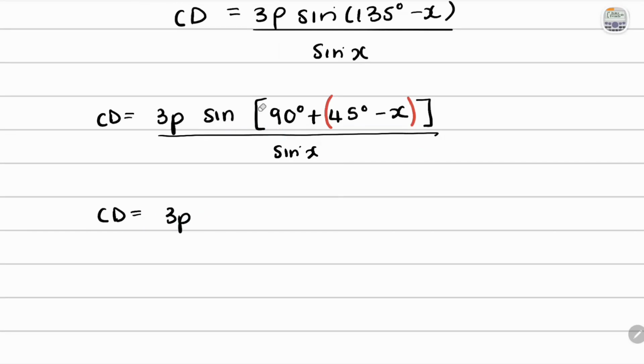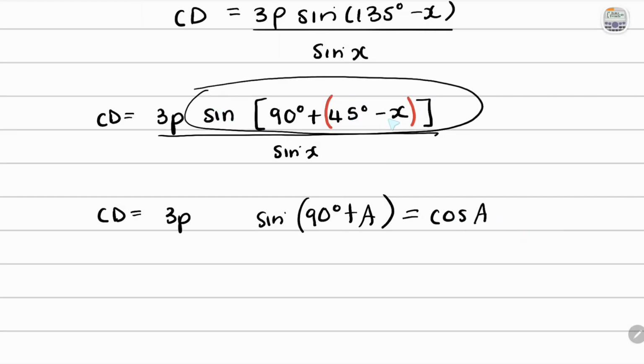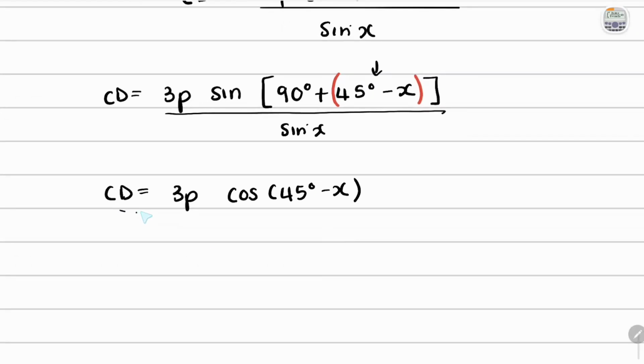And then with this, you see, this is sine 90 degrees plus an angle. So you see how this gives you cos A. In the same way, sine 90 degrees plus 45 degrees minus x is now going to give you, you can just view the A as if it's 45 degrees minus x. So it's just going to give you cos 45 degrees minus x. Okay, that's what we have there. And then all over sine x.